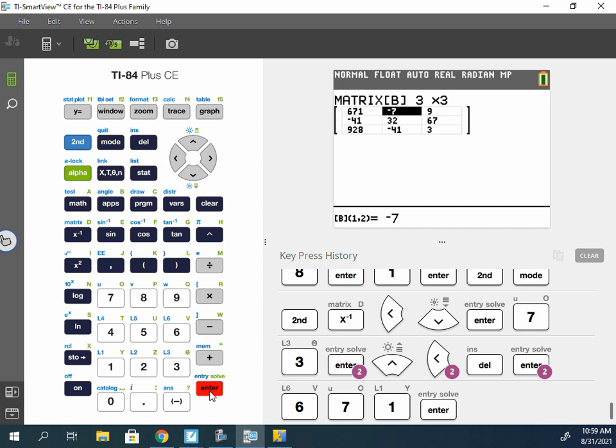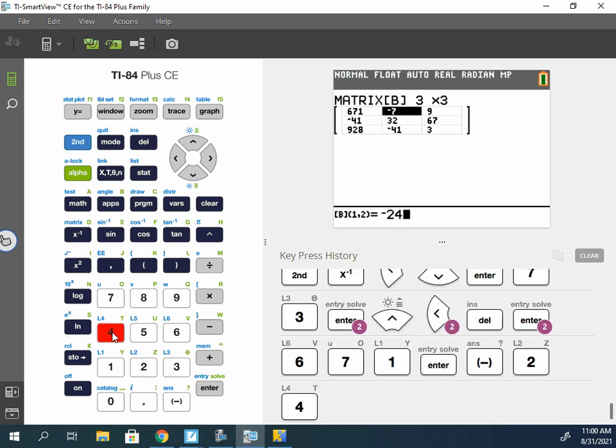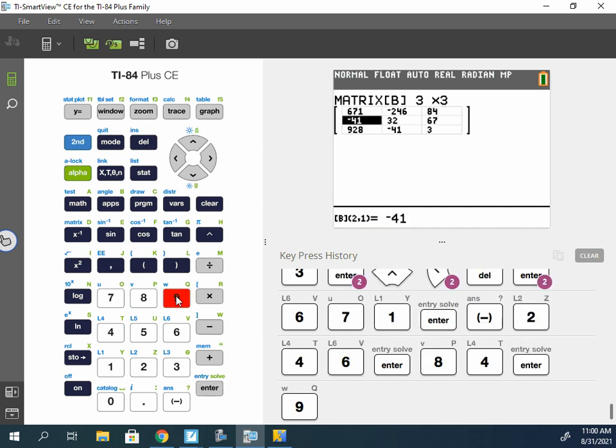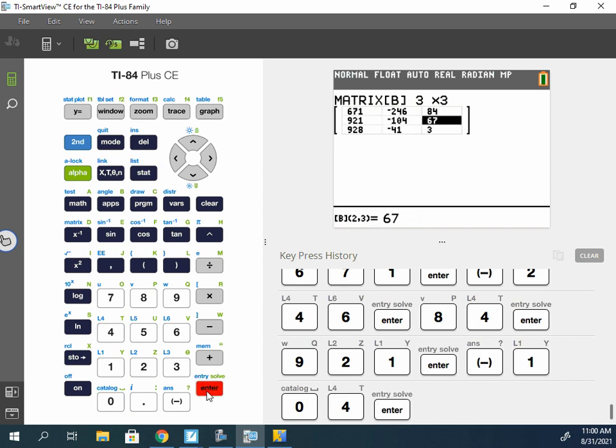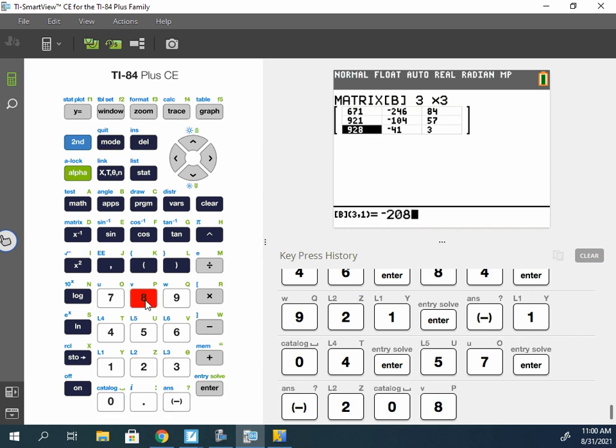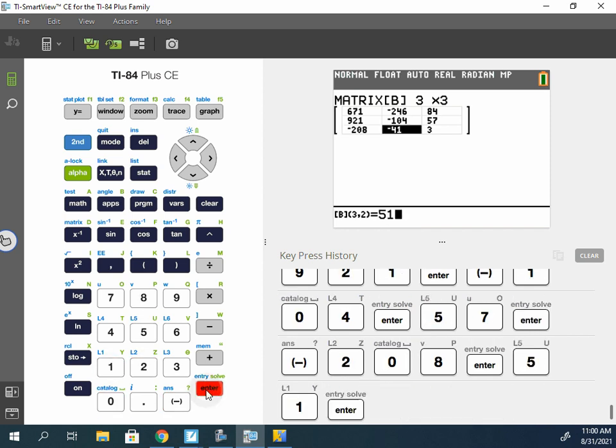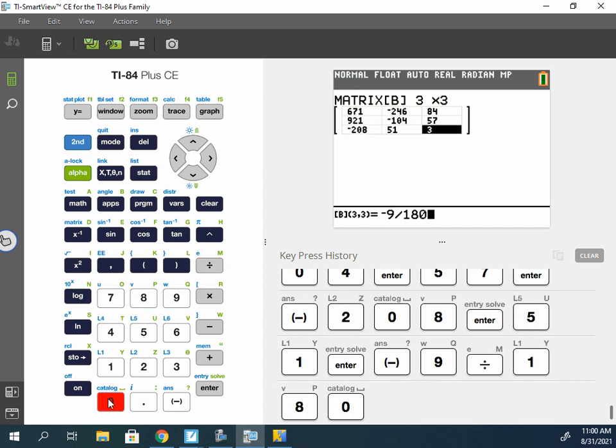671, -246, 87, 921, -104, 57, -208, 51, and then -9 divided by 1801. That'll mess everything up.